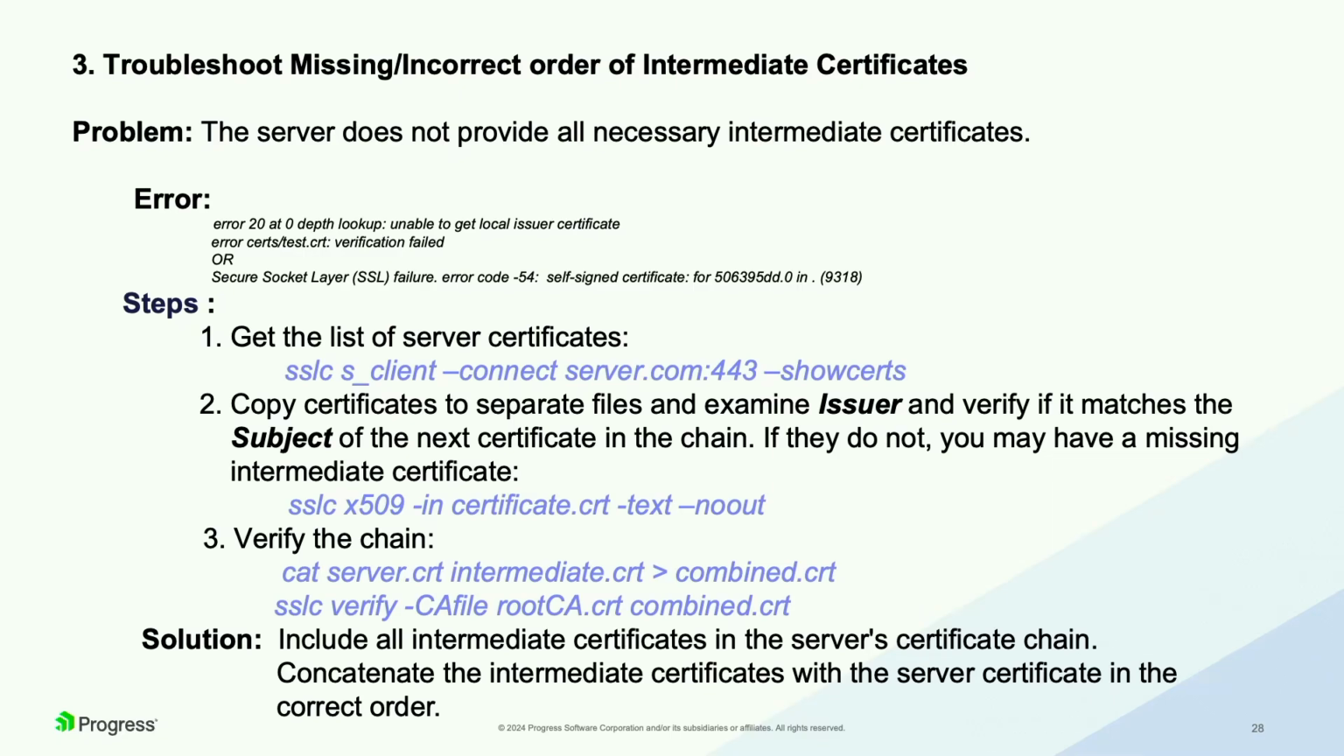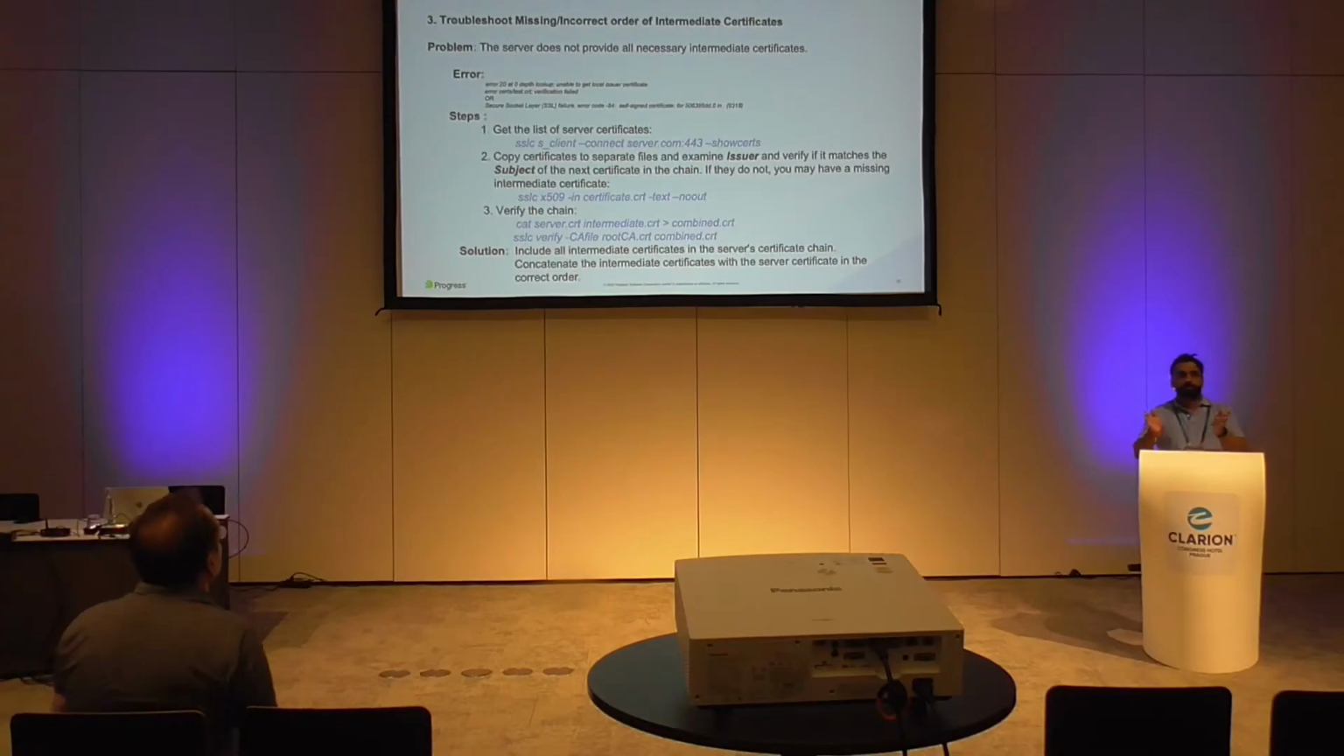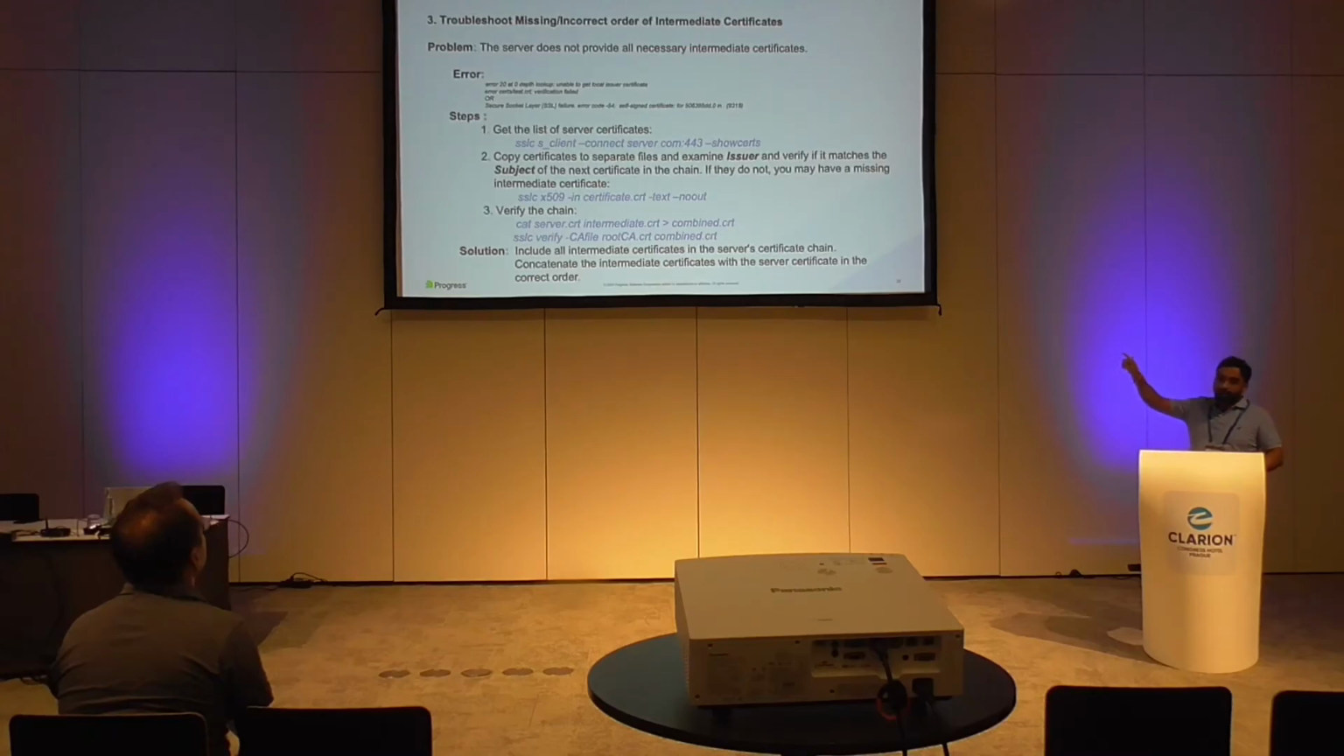All right, the next one is troubleshooting missing or incorrect order of intermediate CA certificates. I think this is the most important thing. In this use case, what is happening? Either the server has made a mistake and has not put some intermediate certificate in the certificate chain, or on the client side the order is wrong. First you will connect to the server and get the list of certificates for that particular certificate.